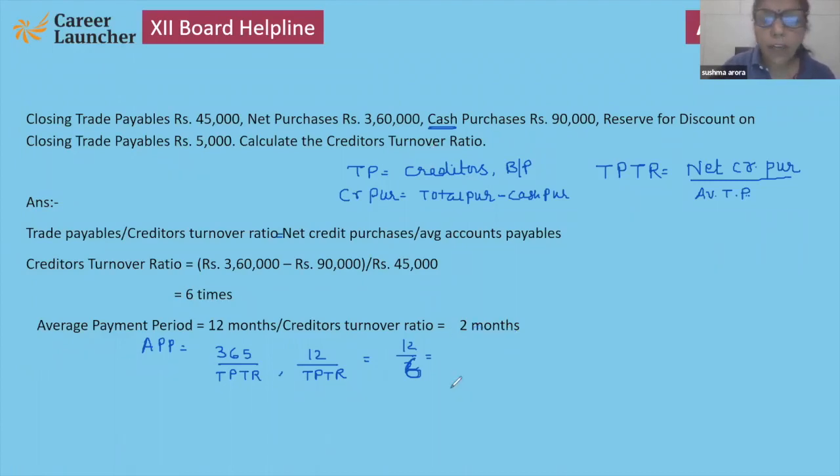It means they have to make the payments in a duration of 2 months. Maybe it may come in days, so your answer will be 365 upon 6, approx 61 days. Yes, children, don't be confused here. Net purchase is given, and cash purchase is given, but in the formula you have to use only credit purchase.